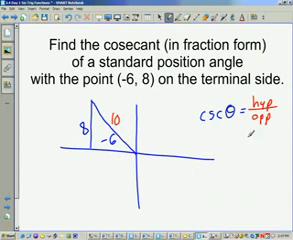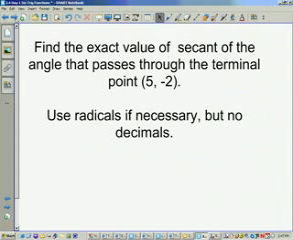So over opposite. So our hypotenuse is 10. Our opposite side is 8. 10 over 8 is our cosecant. Now find the exact value of the secant of the angle that passes through the terminal point 5, -2.